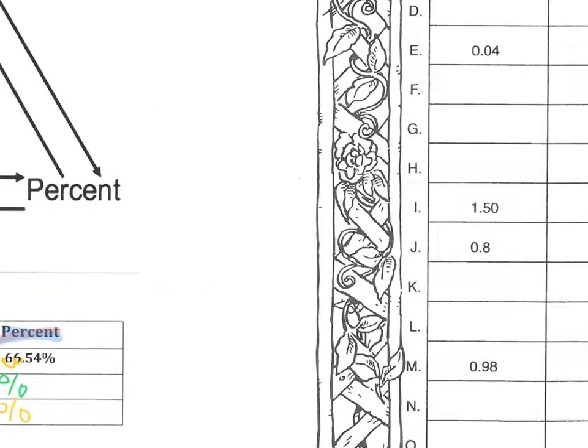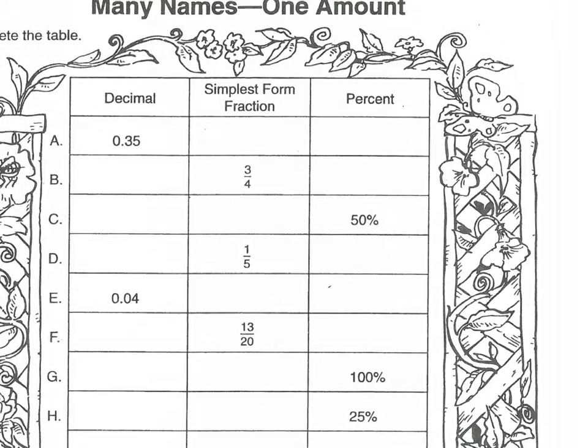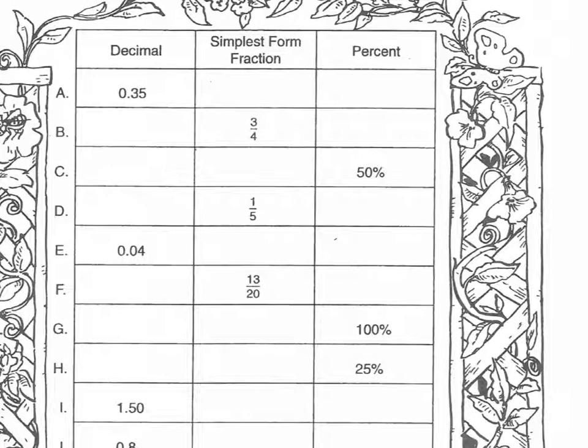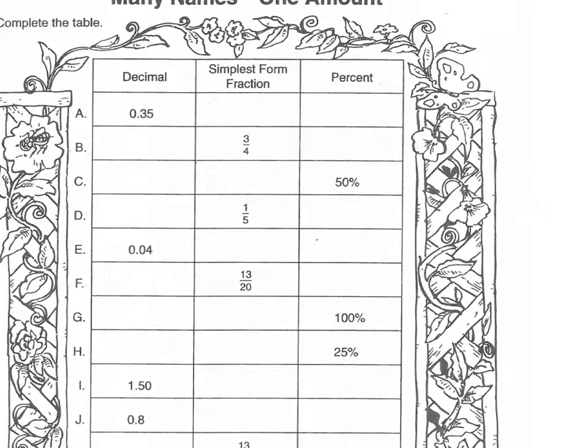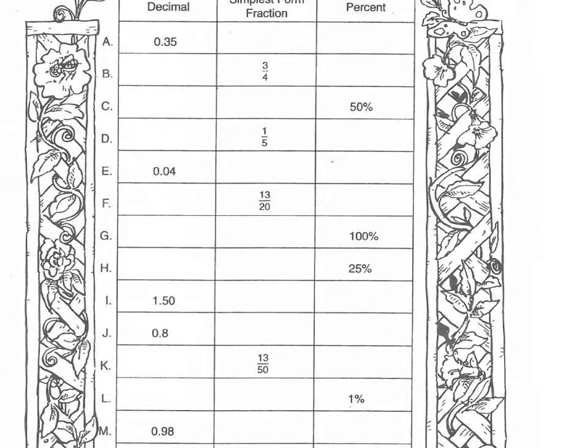Alright, let's look at the next page. This is our work page. Okay. You're going to practice the first few, and then from K on, so from K down, that's your homework. Okay, so I want you to take a moment and try to do A through J. Okay, try A through J, and we're going to check them.